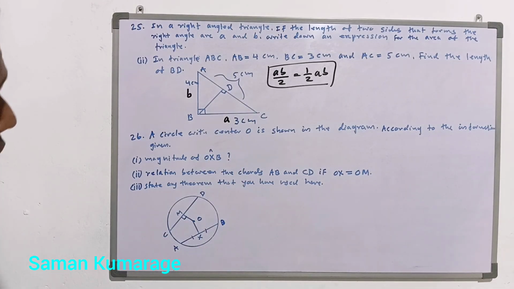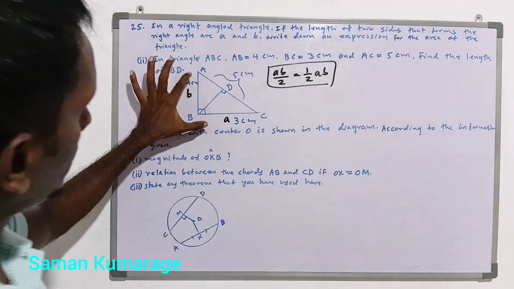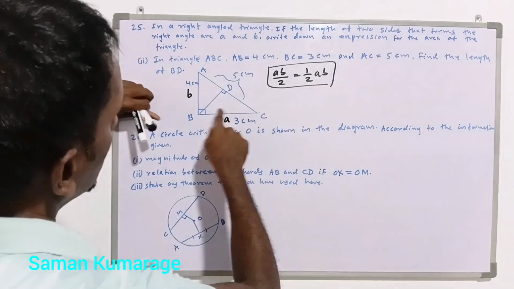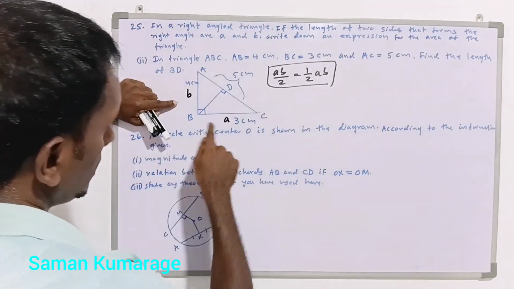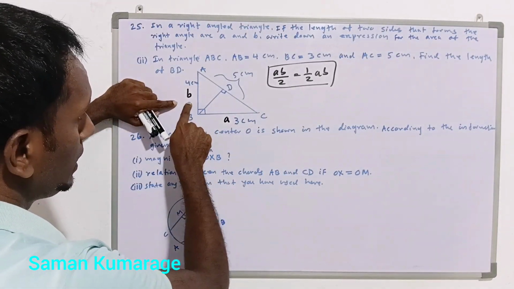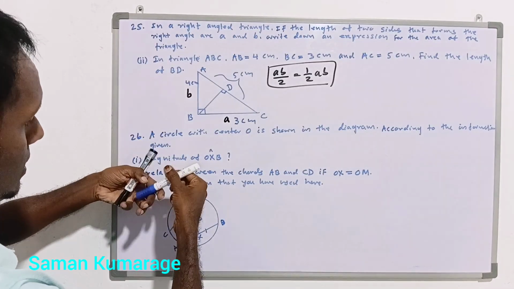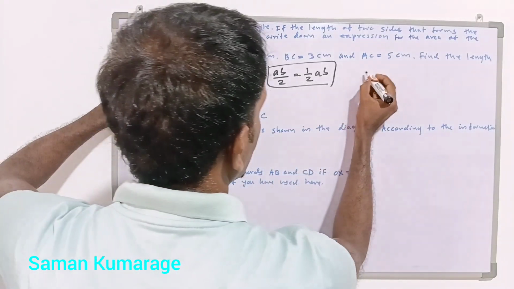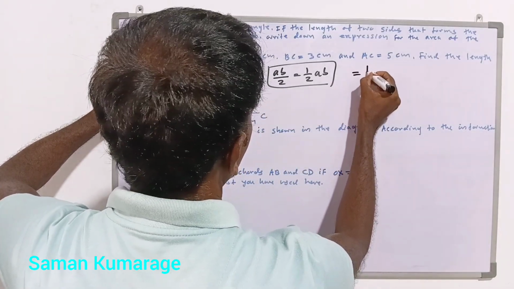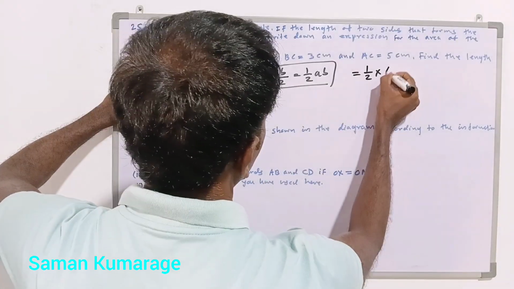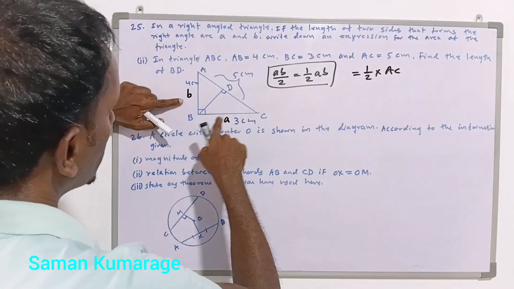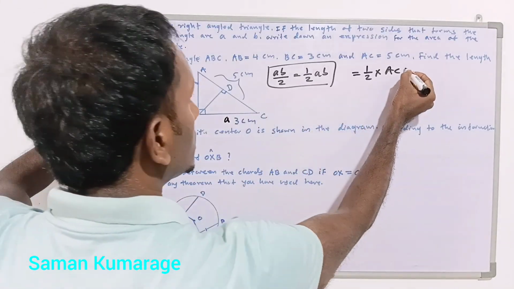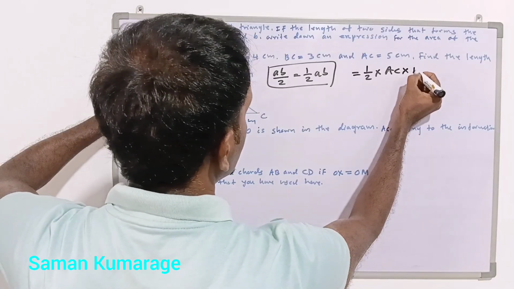There are two methods, two ways that we can find the area of this triangle ABC. One is like this: we can multiply A and B, then divide by 2. The other method is we can take AC as the base, then we can write 1 over 2 times AC times BD. BD is the height.